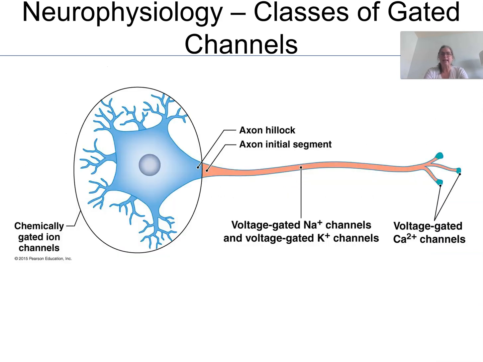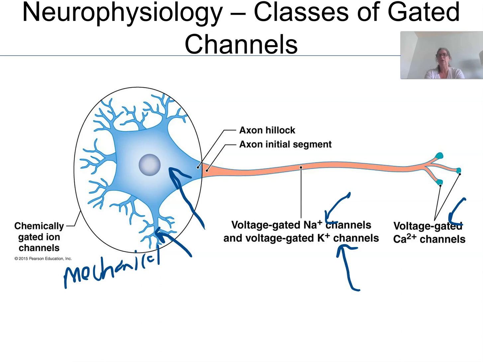So remember that my chemically gated channels and my mechanically gated channels tend to be on my cell bodies and dendrites, whereas the voltage gated channels will be on the axon. Just like the passive gated channels, they're specific. There's going to be voltage gated sodium channels, voltage gated calcium, voltage gated potassium. So they're specific to the ion, but they open or close in response to a specific charge.